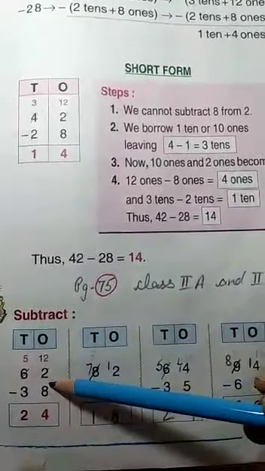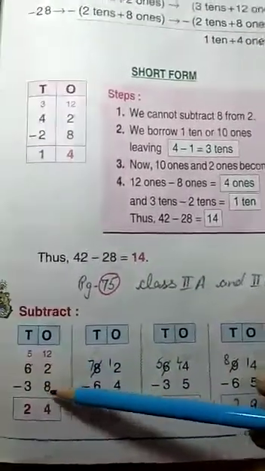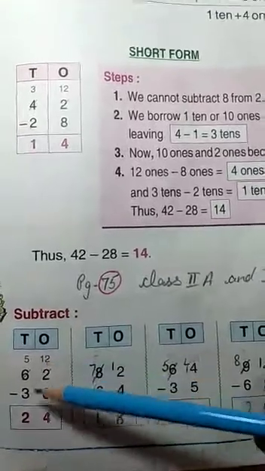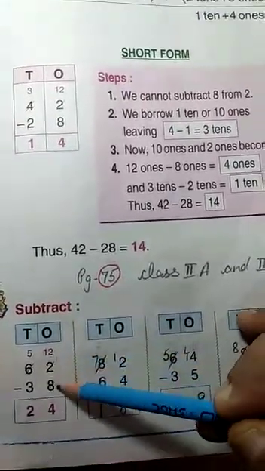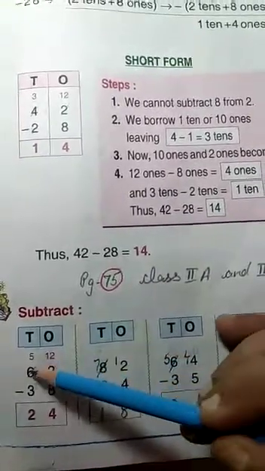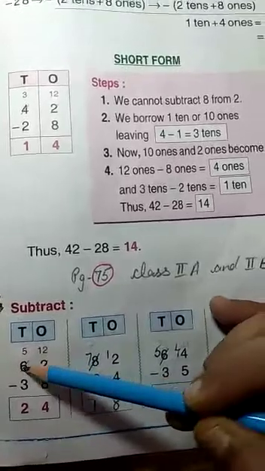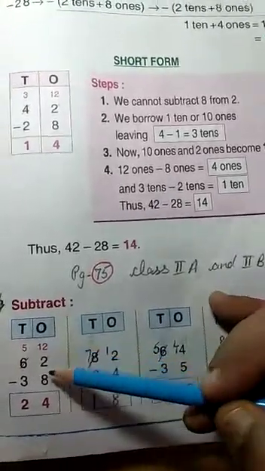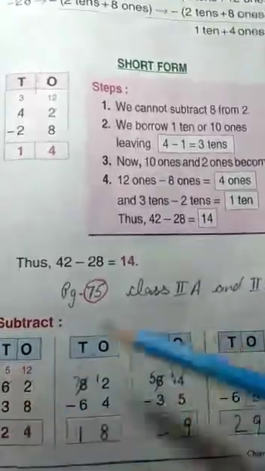Can you see the sum here? This one is already solved for you. 62 minus 38. 2 is the smaller number. You can't minus 8 out of 2, so you have to borrow 1 from here. When you borrow 1, it becomes 12 and this reduces to 5. 12 minus 8 will give you 4 and 5 minus 3 will give you 2.